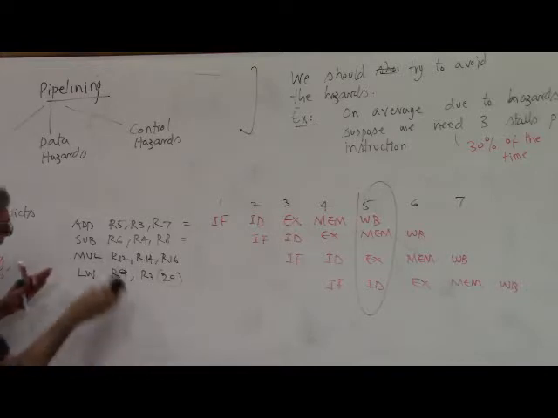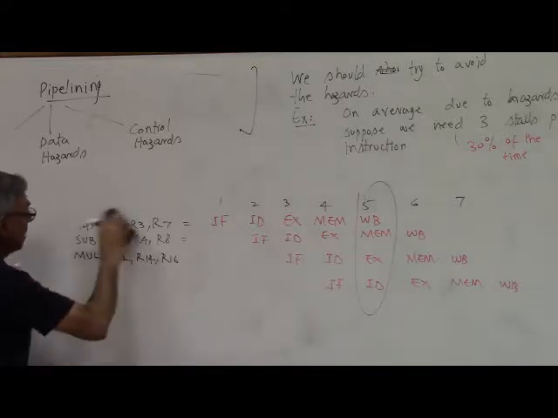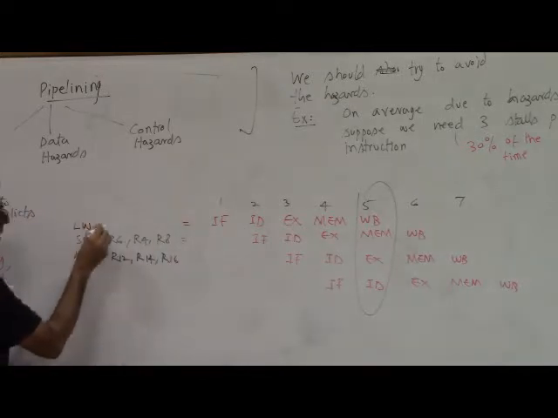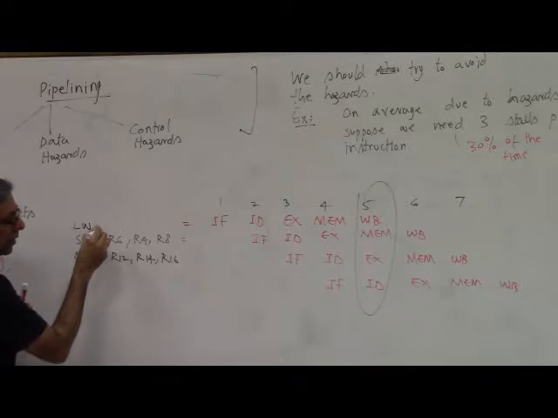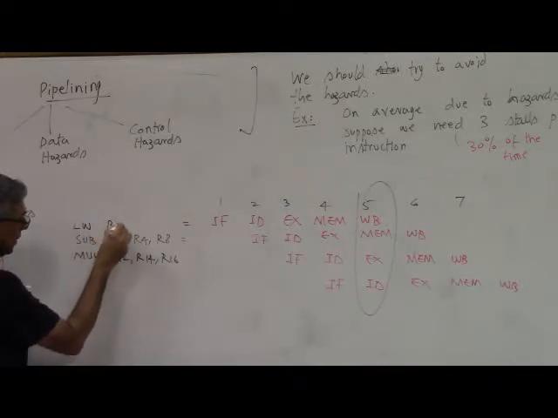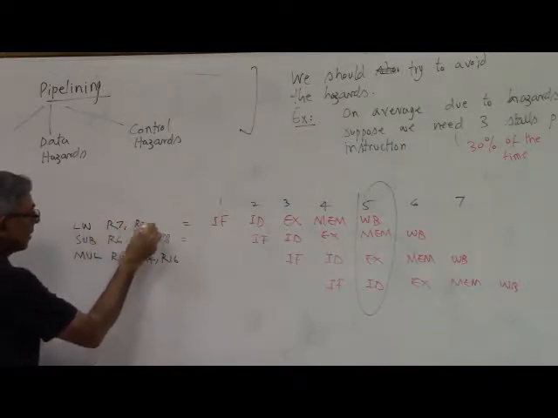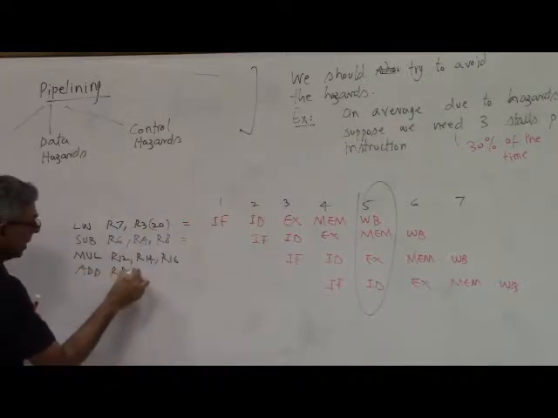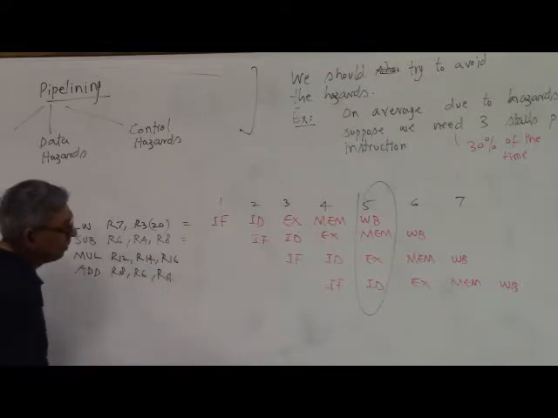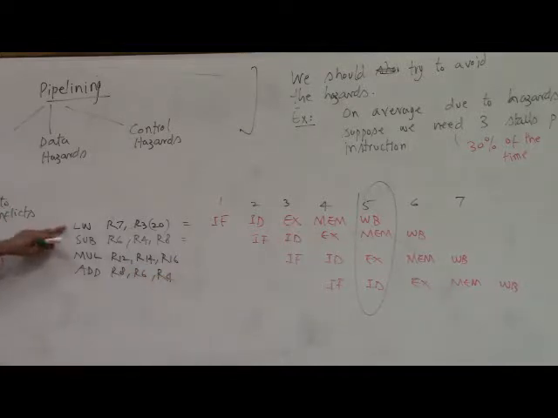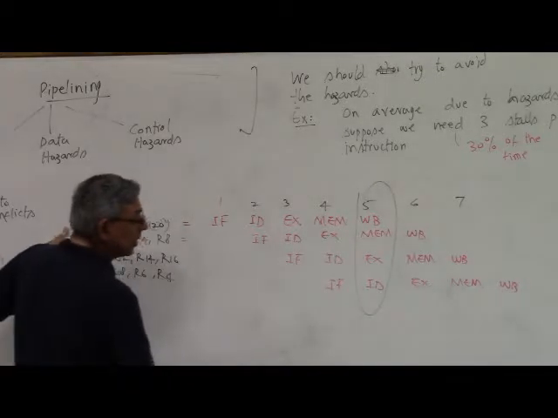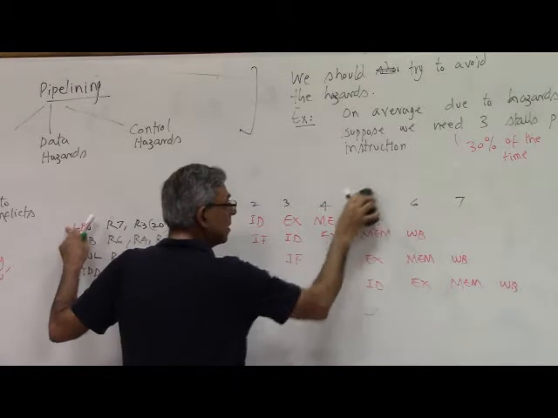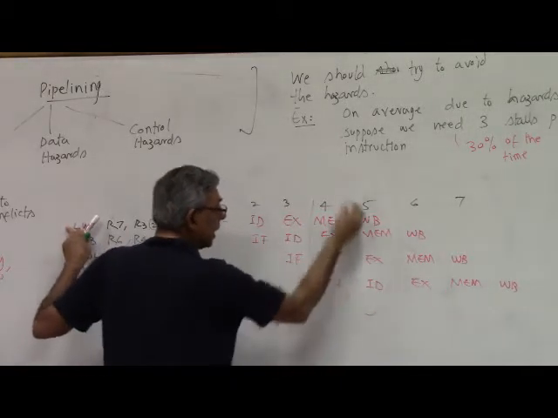Okay, let me change one more thing over here, one more time. Let me make this a load word. Load word R7, R3 of 20, and let me make this add something. Add R8, R6, R4. Okay, this will be better. So if you take a look at a load word, let's focus on clock cycle 4, not 5.